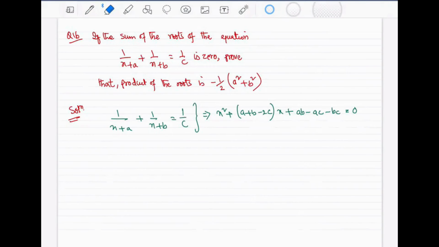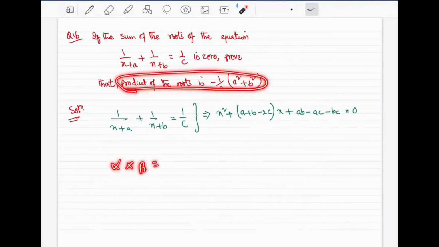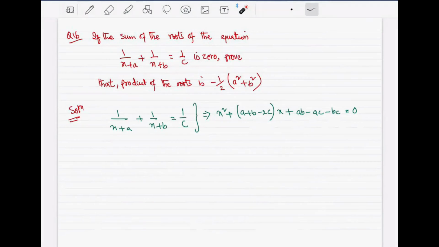Okay, now, what does the question say? What does the question want us to do? Question wants us to prove that product of the roots is this value. That means alpha into beta is this value right here.